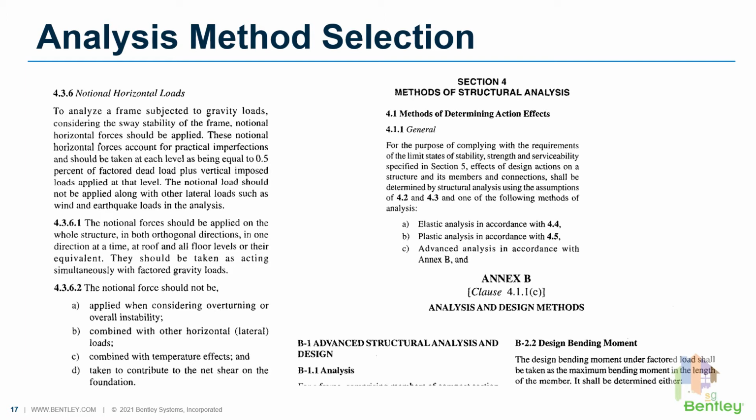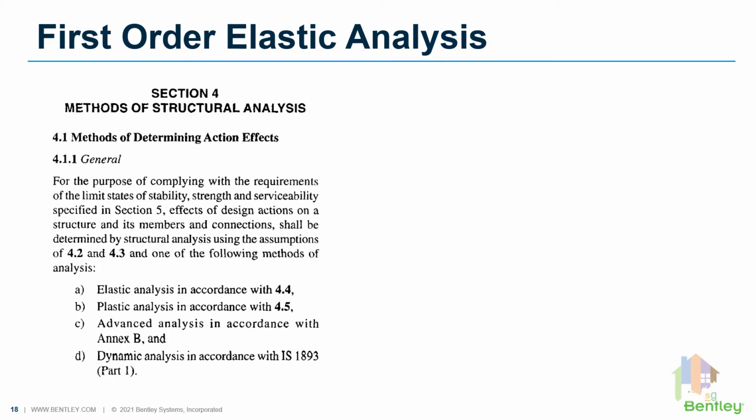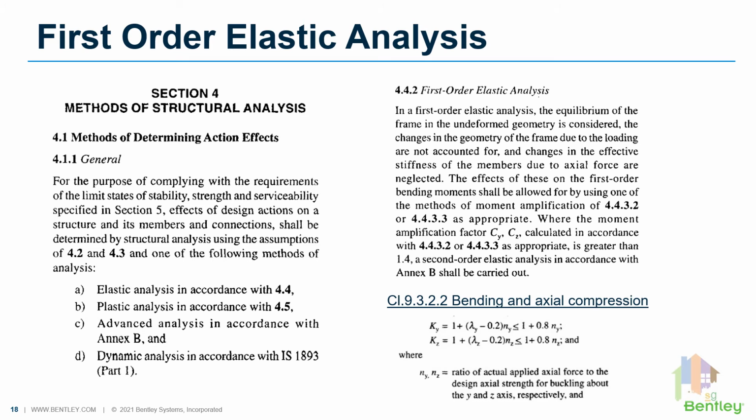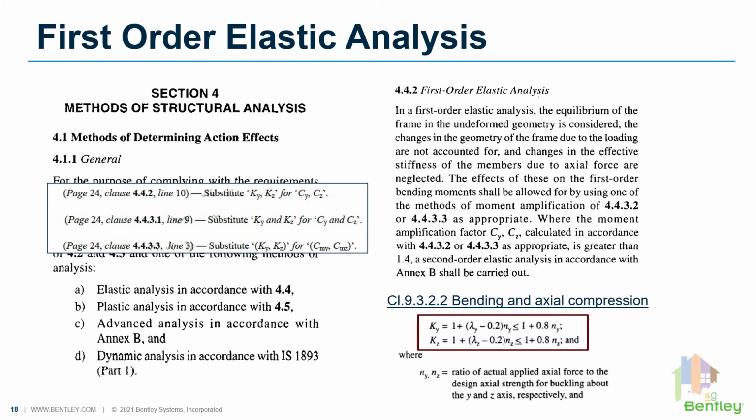Well, this is not entirely incorrect, but for accurate analysis, we should perform stability analysis. In Section 4, it is mentioned that we can adopt either elastic or plastic analysis or perform dynamic analysis using IS 1893 guidelines. For first order elastic analysis, the effect of deformed geometry or reduction in axial stiffness is not considered during analysis. But these effects are considered for member design using the moment amplification factors calculated under Section 9. Note that there is a correction for this clause. Cy and Cz are replaced with Ky and Kz. This is mentioned in Amendment 1 and also correct information is provided in NBC 2016.